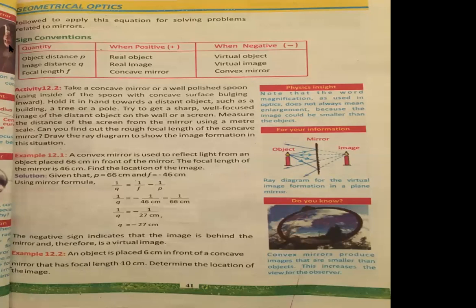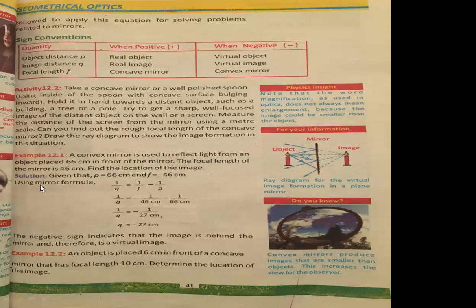Now we solve example 12.1. This example is on page number 41 of your 10th class textbook. I read the statement of example 12.1. A convex mirror is used to reflect light from an object placed 66 centimeter in front of the mirror. The focal length of the mirror is 46 centimeter. Find the location of the image.